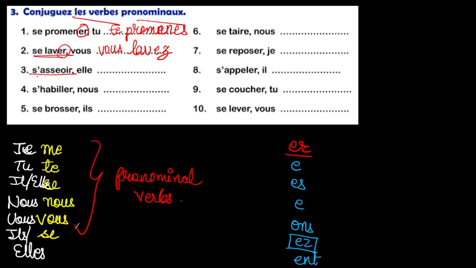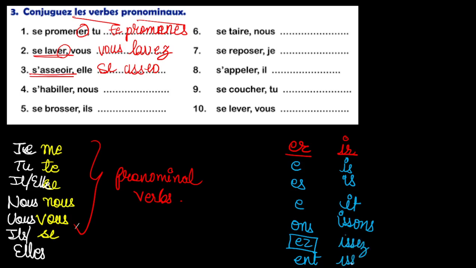Next is s'asseoir. So here il. With il, what will come? With il will come s'. So it will come se here. And s'asseoir would be assied. And this is an ir verb. Now for ir, there are different endings that everyone knows, that is is, is, it, issons, issez, and issent. I hope that is clear.